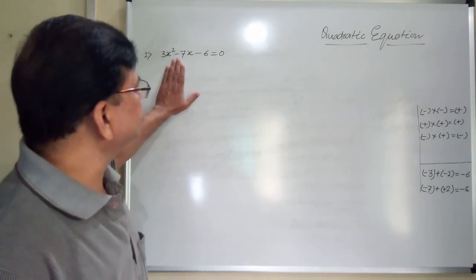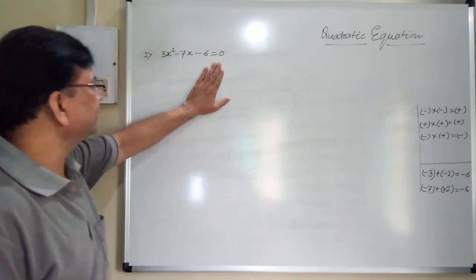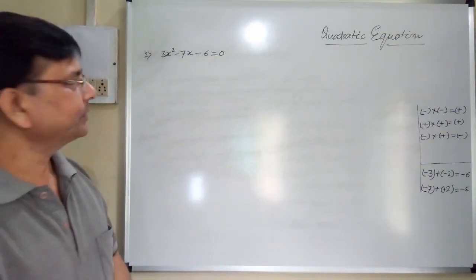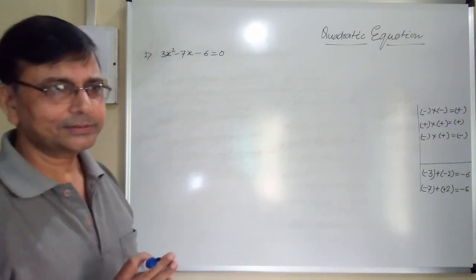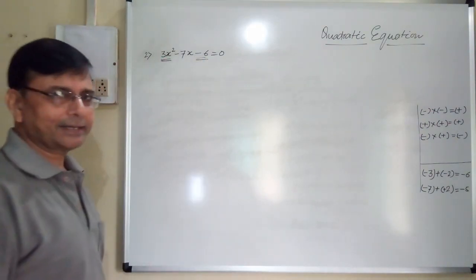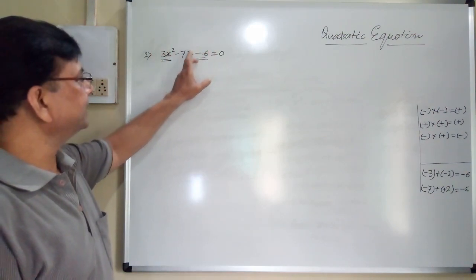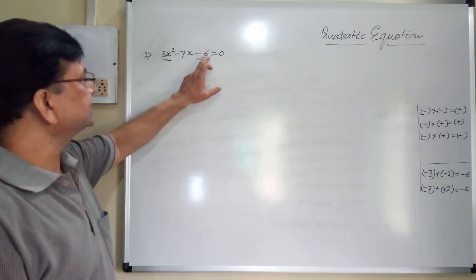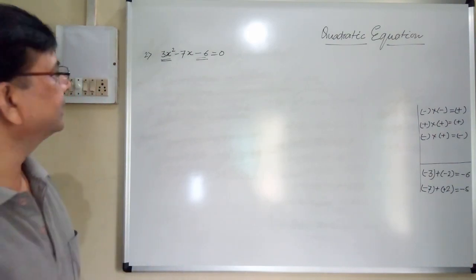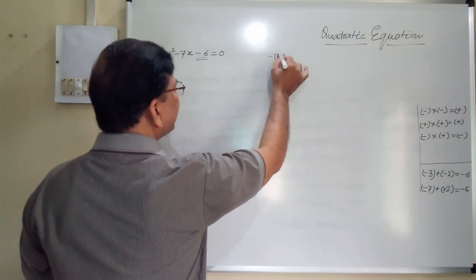3x square minus 7x minus 6 is equal to 0. This is another quadratic equation. We have to solve this. So as per the procedure that I told you, we will proceed. We will take these two terms, this one and this one with sign. Sign of this is plus, sign of this constant term is minus. So minus 6 will be multiplied with 3. We will get minus 18, that is minus 18x square.